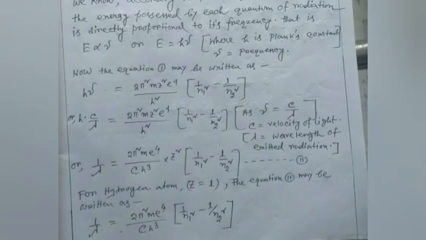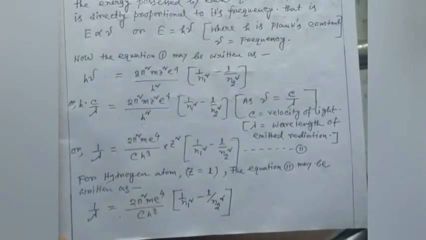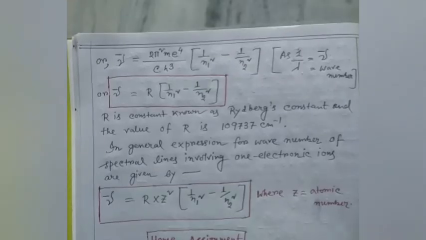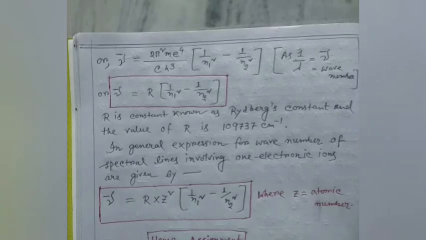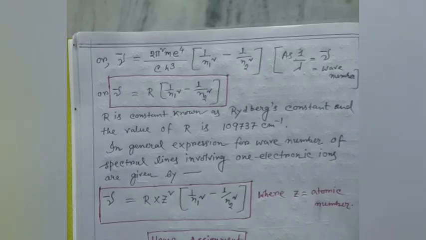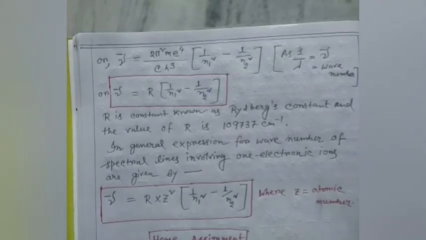Now for the hydrogen atom, we know that the atomic number z equals 1. So equation 2 may be written as 1 by lambda equal to 2 pi square m e to the power 4 by c h cube into 1 by n1 square minus 1 by n2 square. Now 1 by lambda equals nu bar equals wave number. So nu bar equals 2 pi square m e to the power 4 by c h cube into 1 by n1 square minus 1 by n2 square.